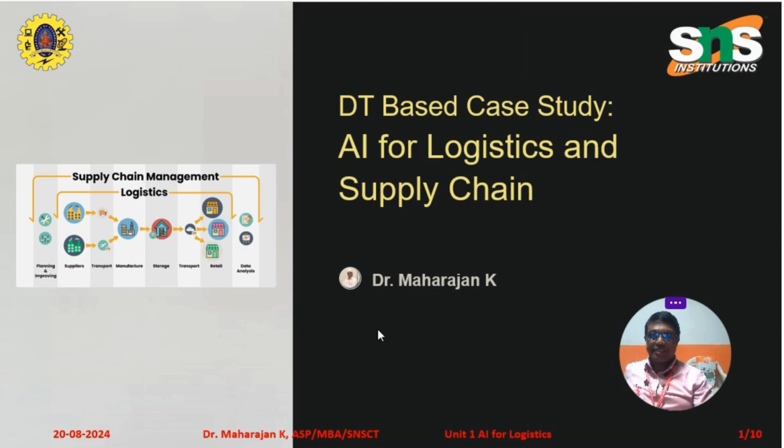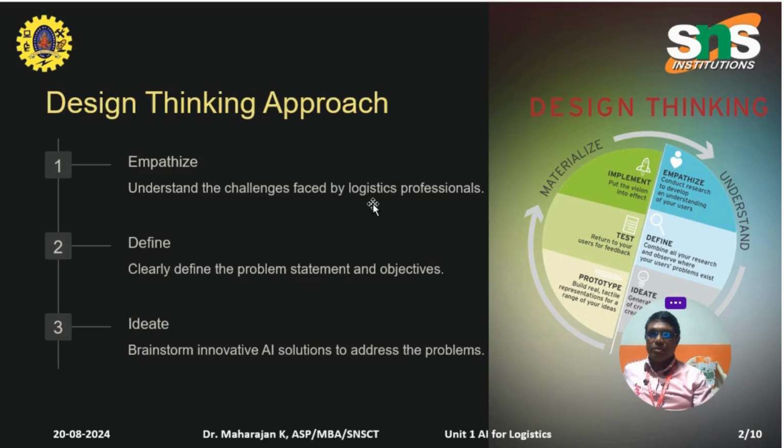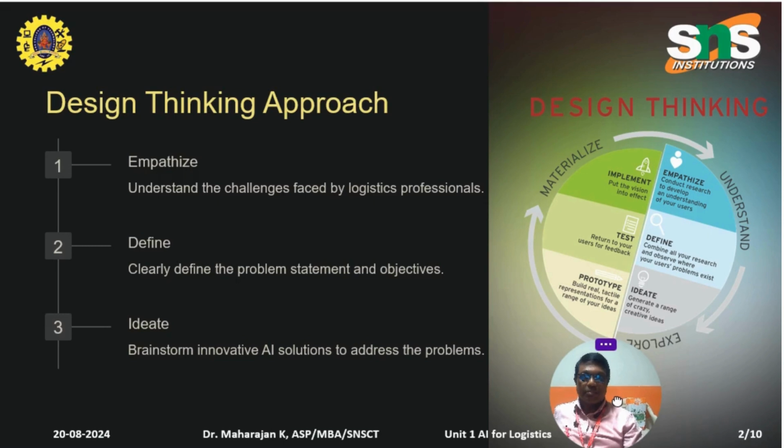Take up a case study, but it is not an ordinary case study. This case study is based on design thinking. We will first see what is design thinking, then how this is applied in logistics and supply chain using artificial intelligence. Fine. So, what is a design thinking approach? Design thinking is basically an approach for solving society's problems.